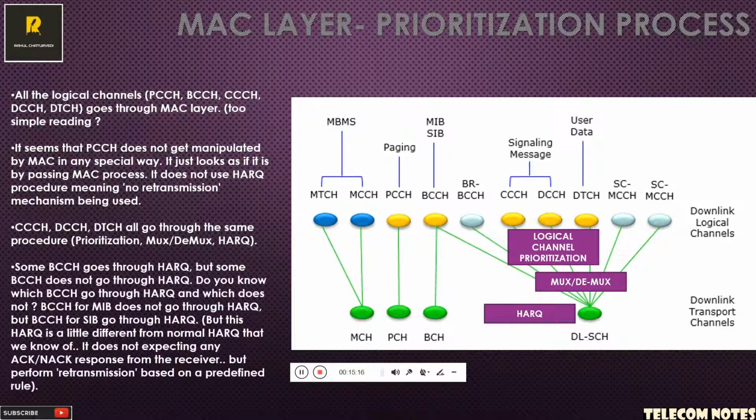Some BCCH goes through HARQ, but some BCCH does not go through HARQ. Do you know which BCCH goes through HARQ and which does not? BCCH for MIB does not go through the HARQ process, but BCCH for SIB goes through the HARQ process. But this HARQ is a little different from the normal HARQ that we know of. It does not expect any ACK or NACK response from the receiver, but performs retransmission based on a predefined rule.